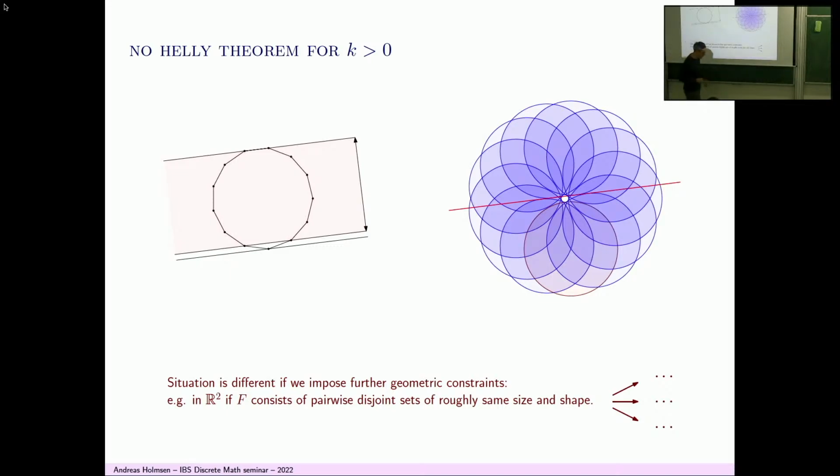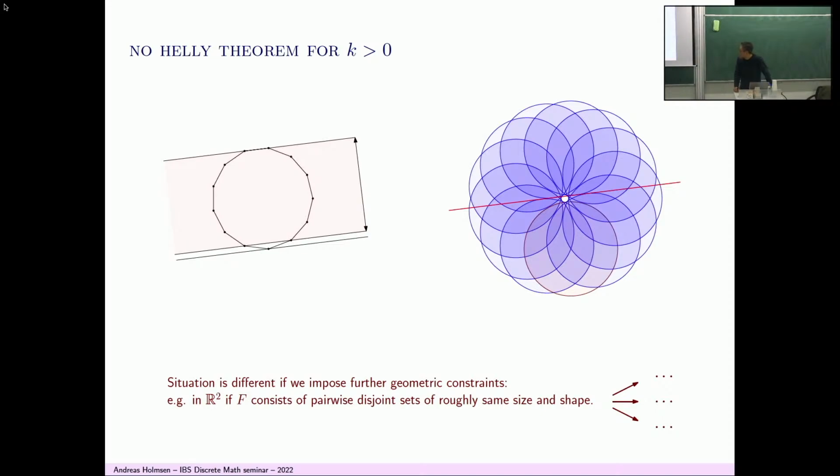That you don't have such a nice theory, or it indicates that maybe there's not going to be as nice a theory. I should mention that the situation is different if you impose further geometric constraints. So, for example, this picture is unit disks. Now, if you additionally assume that the unit disks were pairwise disjoint, meaning they're kind of far apart, then there would be a Helly theorem. And there are all kinds of different geometric constraints you could add here to get a Helly theory.